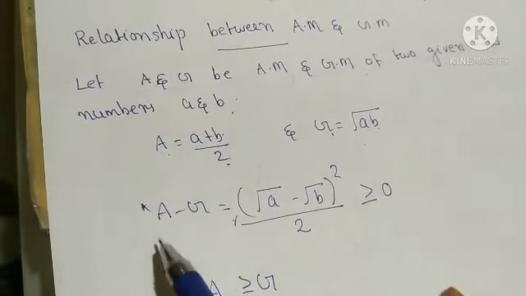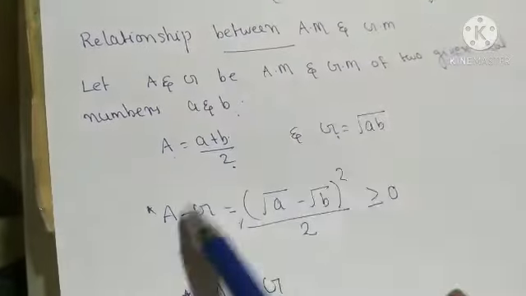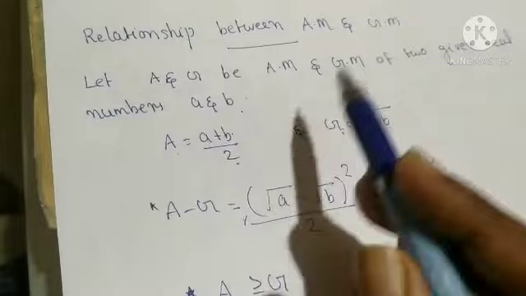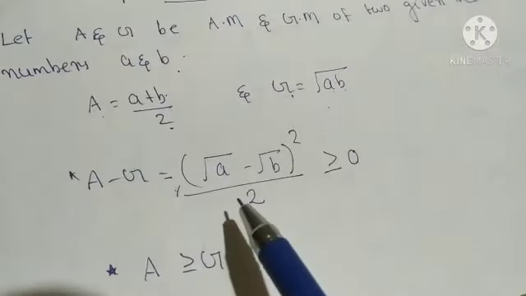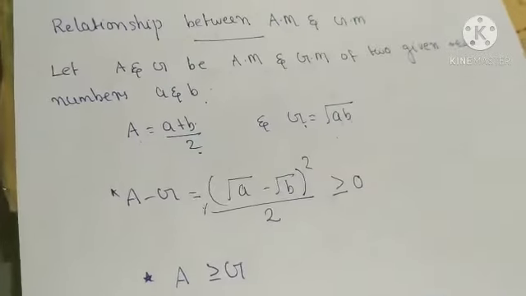So learn this formula by heart. The relationship between AM and GM is A minus G equal to, where A is AM and G is GM, A minus G is equal to (root a minus root b) whole square divided by 2.